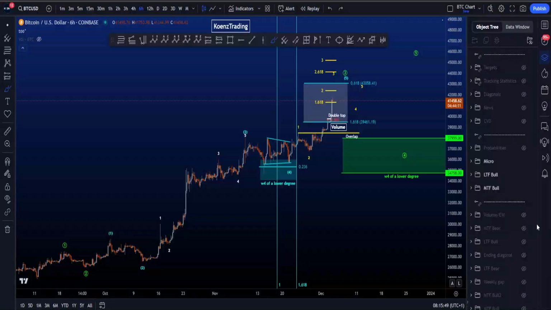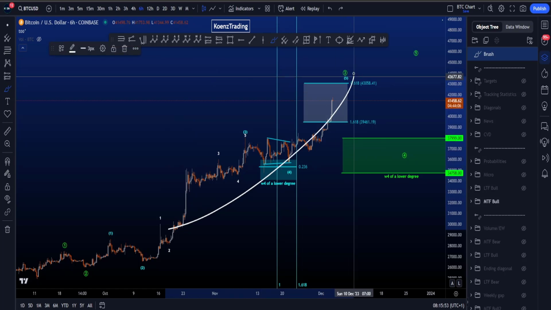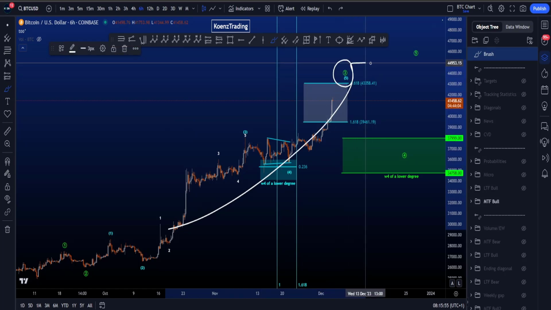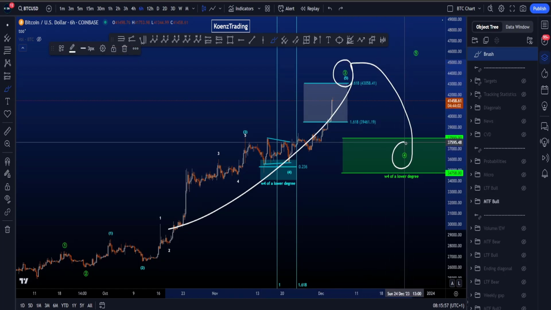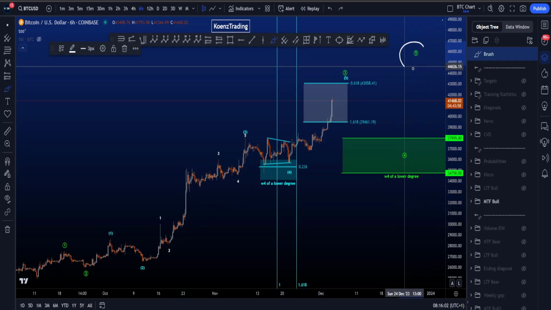Hi everyone, let's go over my bullish Elliott Wave scenarios on Bitcoin. We're on the medium time frame. We're looking for this green wave 3 to finish, after which we then expect a green wave 4 to the downside in a corrective structure and one more impulse to the upside in a wave 5.